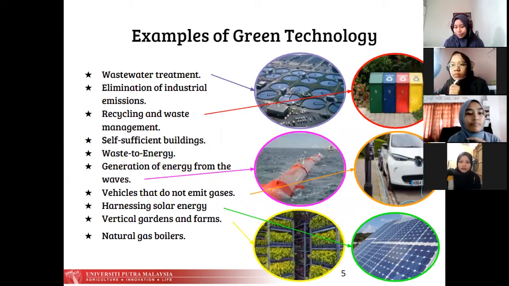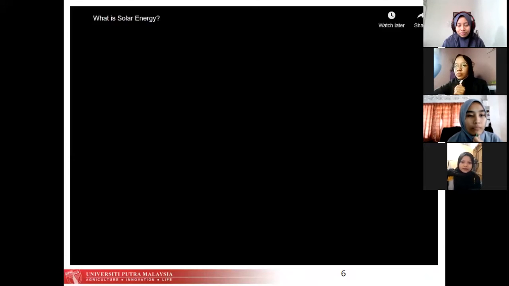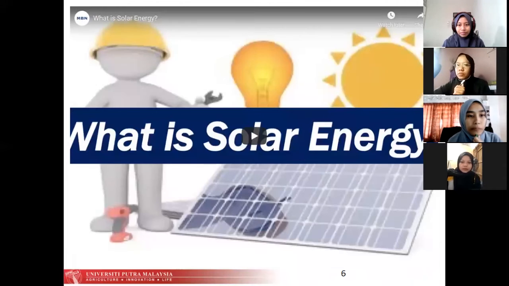Here are examples of green technology: wastewater treatment, elimination of industry emission, recycling and waste management, self-sufficient building, waste to energy, generation of energy from the waves, vehicles that do not emit gases, harnessing solar energy, vertical gardens and farms, and natural gas boiler. On the right side here is a picture of some examples of green technology. Next.